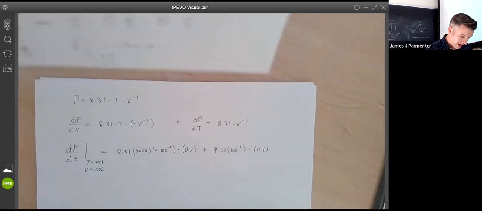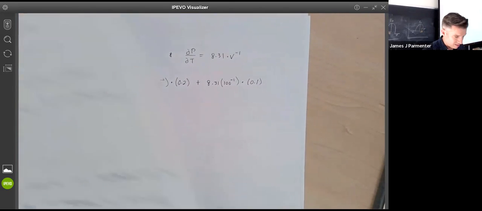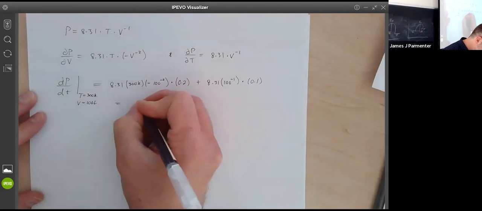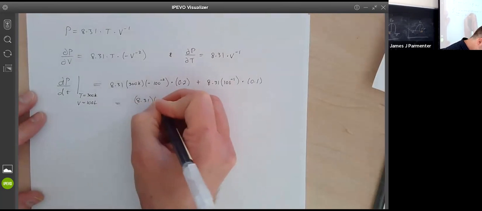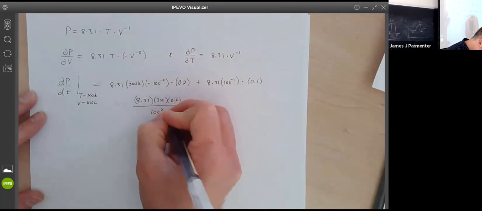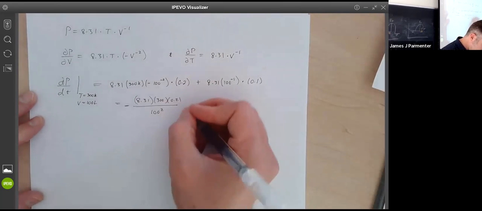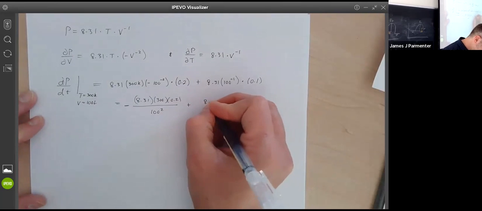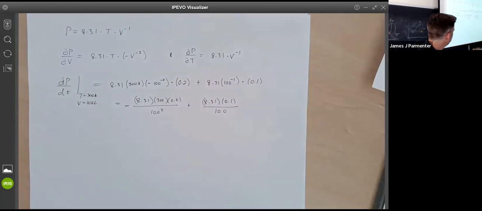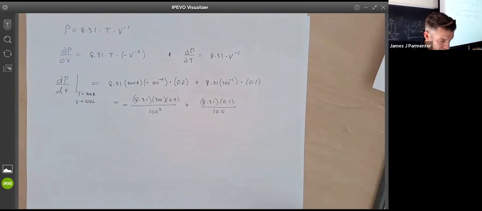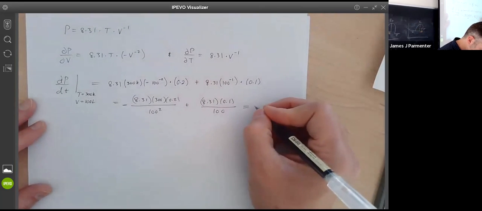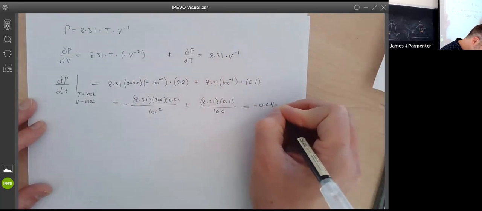If I was trying to actually figure out what this was using a calculator, I'd probably do a little simplifying before I plugged it in. I would probably rewrite this as 8.31 times 300 times 0.2 over 100 squared, and then it's negative because there's a negative sign there, plus 8.31 times 0.1 over, just to make it a little easier to actually input into a calculator. Doing that work, we get that this is about equal to negative 0.04155.